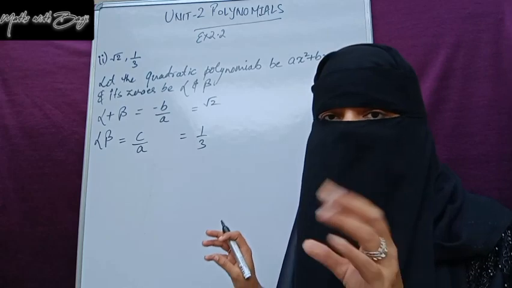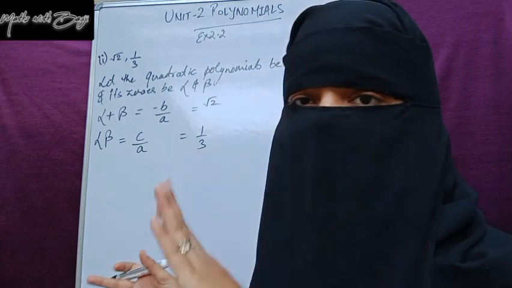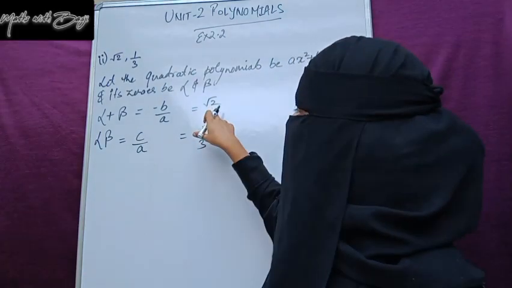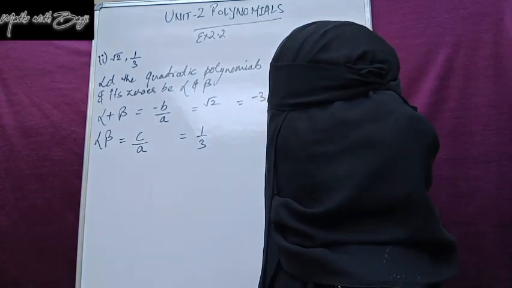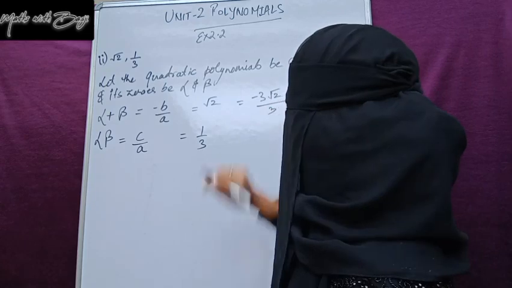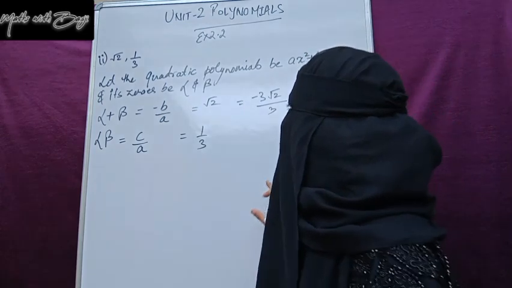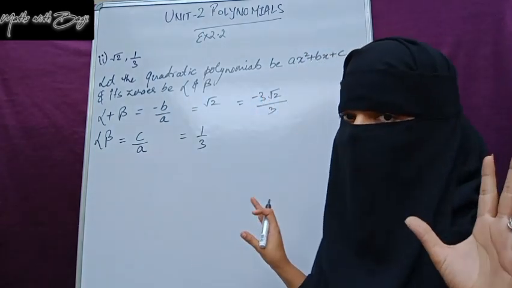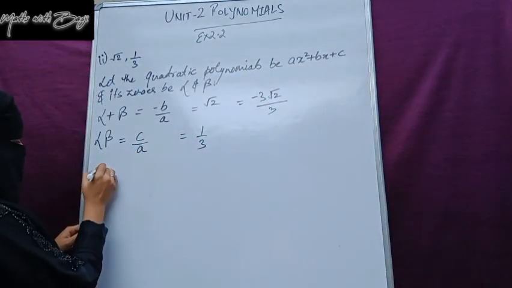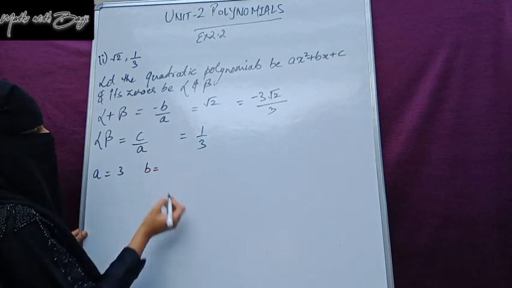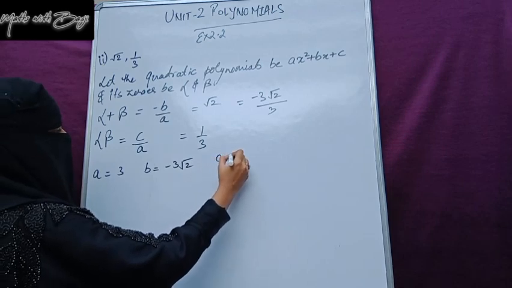If b by default will be negative, and by default the negative sign is also there, it will become positive. Negative into negative will give positive, but here it is showing positive. So we will be writing minus 3 square root 2 upon 3. I hope you got it. So this 3 can be cancelled, and if we remove this minus sign, it will give positivity. We can say a equals to 3, b equals to minus 3 square root 2 and c equals to 1.